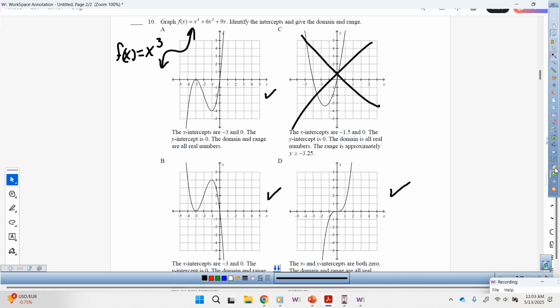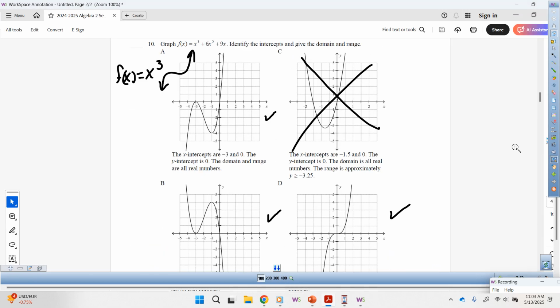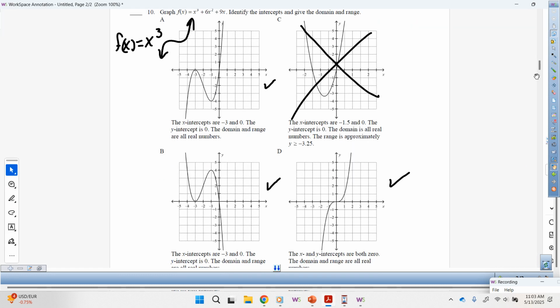Now, the second thing to check, look at the equation. Notice that it doesn't have a negative in front of it. Is that correct? If it doesn't have a negative, that means it doesn't flip. So that means it has to look something like this. Which ones look something like that? Only A and D. This one is flipped upside down, so it cannot be B. So it has to be between those two.